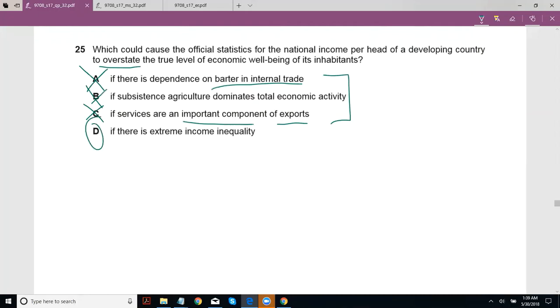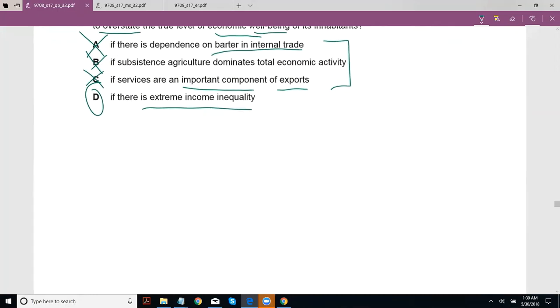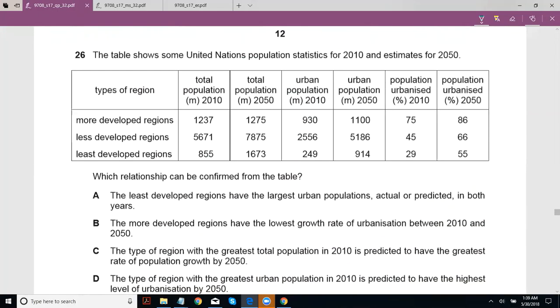So it obviously would be D, because if there is extreme income inequality, your national income per head does not look at income inequality at all. So it'll be like, okay, this is the level, everything's fine, but the true level of economic well-being might be less because there's such severe inequality.